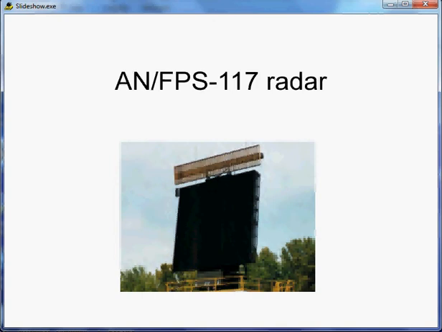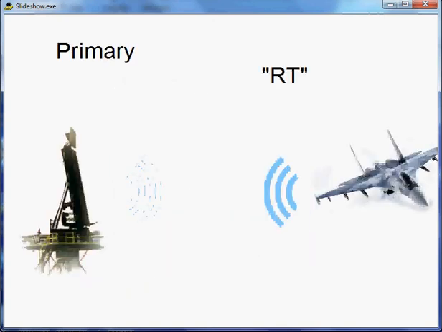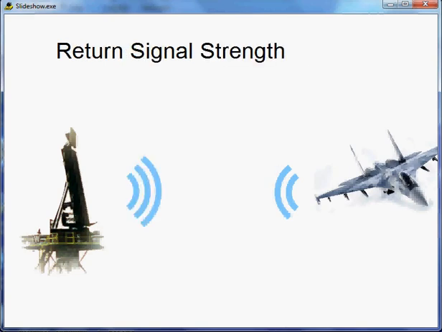A primary radar works on the principle of echolocation. The hardware transmits a radio pulse and then listens for the return echo. The strength of the return echo depends on several factors, including the reflectivity of the target object.